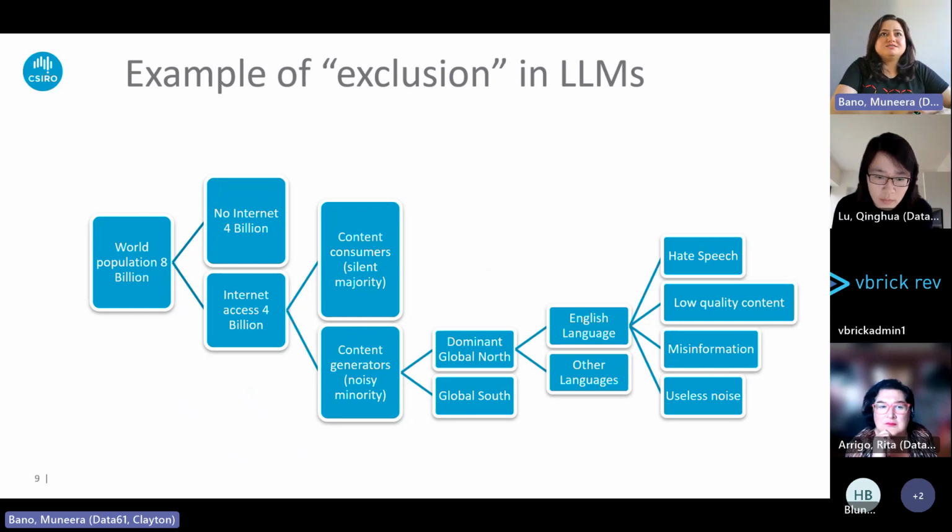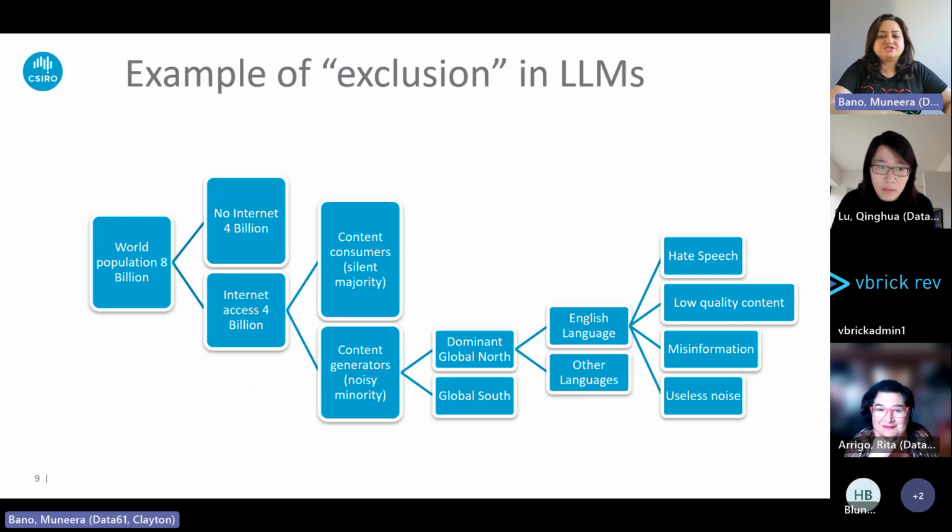So large language models are trained on the data that's come from the internet. Half of the Earth's population does not have access to the internet. Then we have, I would say, a silent majority who are just the content consumers, and a noisy minority who are the content generators. Those content generators dominantly come from the global north.